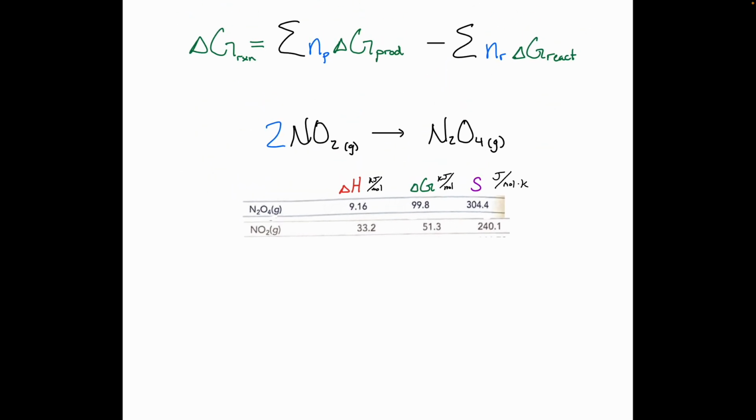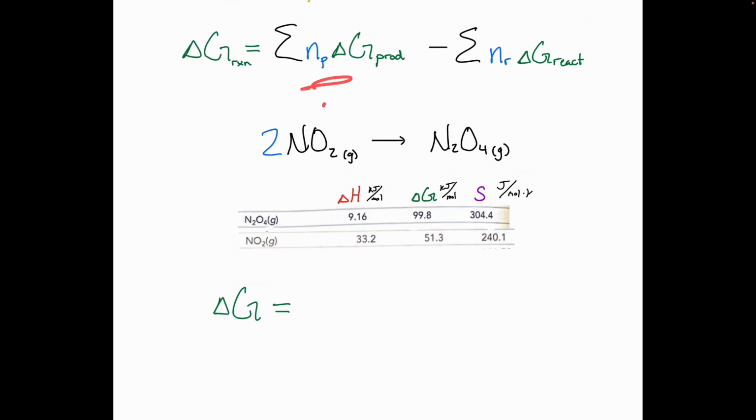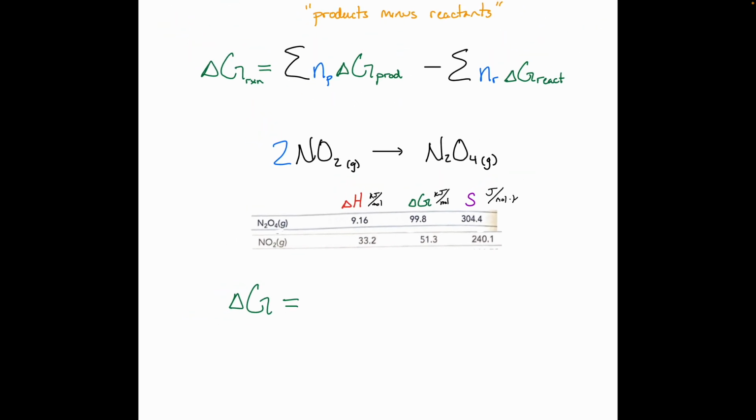Okay? So I want everybody to take a second. Let's calculate the delta G of this reaction using these standard values here. All right, using our equation, our products minus reactants multiplied by their stoichiometric coefficients.